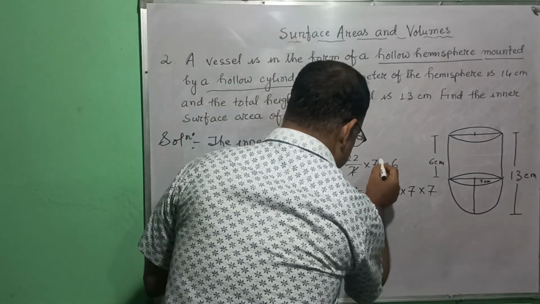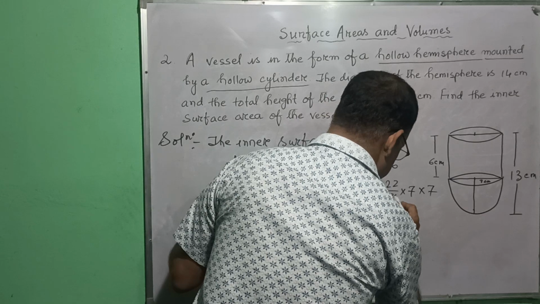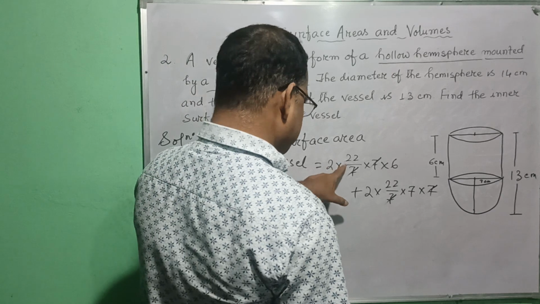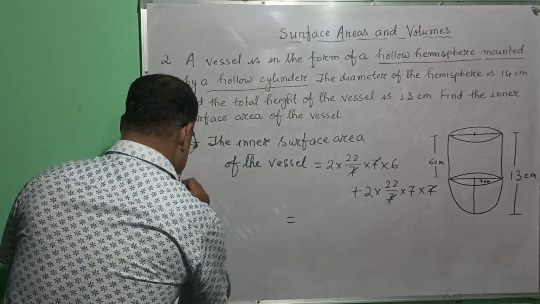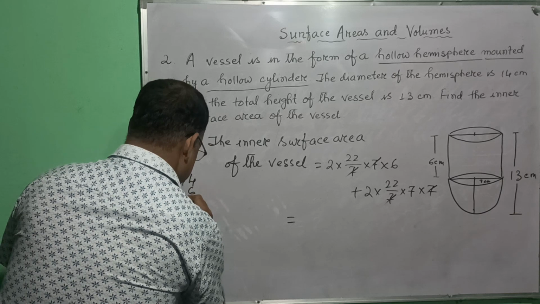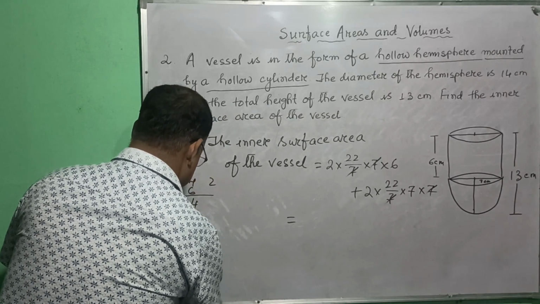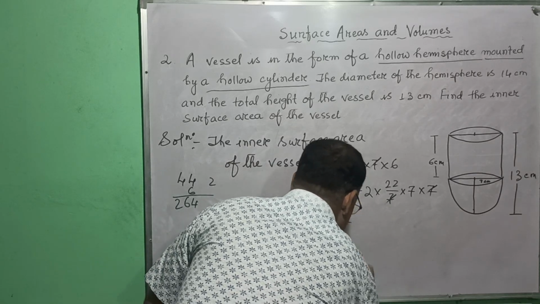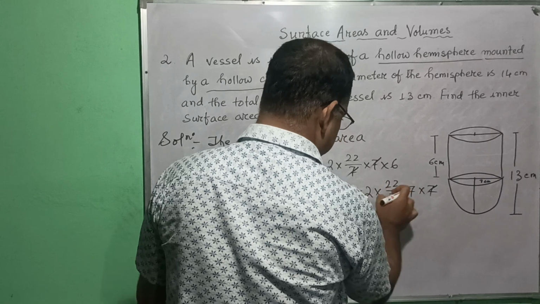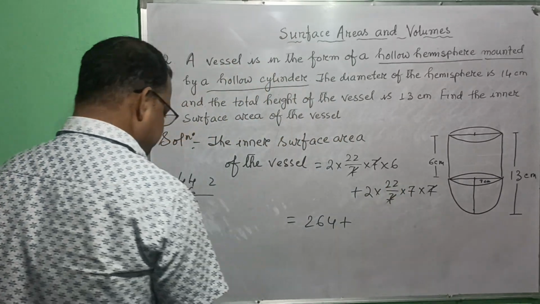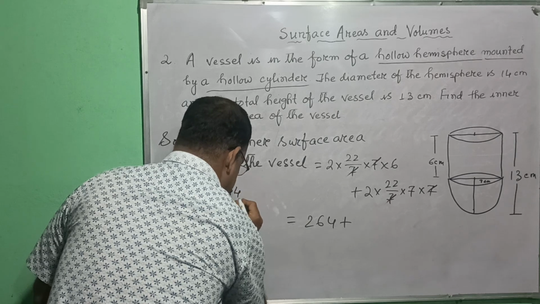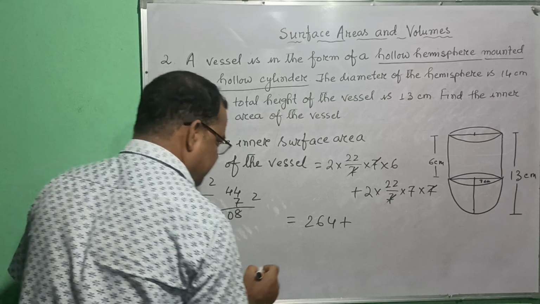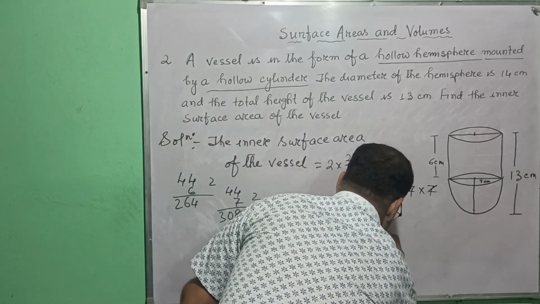Here you can see 7 cancel. Here also we can cancel 7 and 7. So if we multiply it here, 44 into 6, we'll multiply it separately. So we'll get 264. So here it is 264 plus, now from here also 44 into 7. So we'll do it here on the rough side. It is 308.